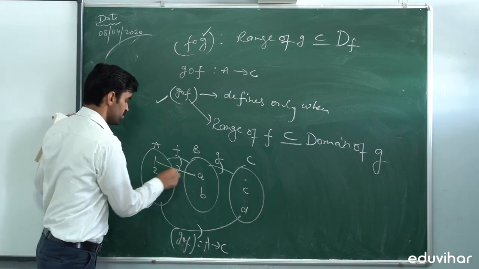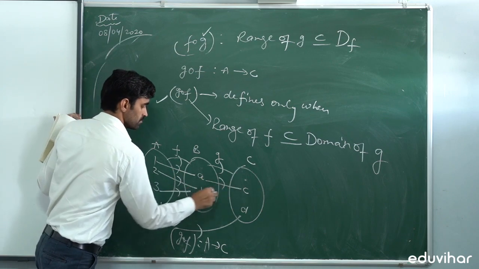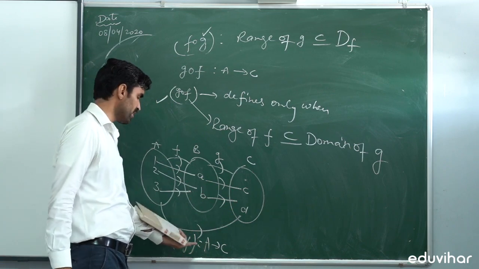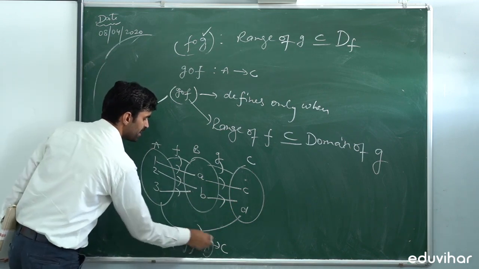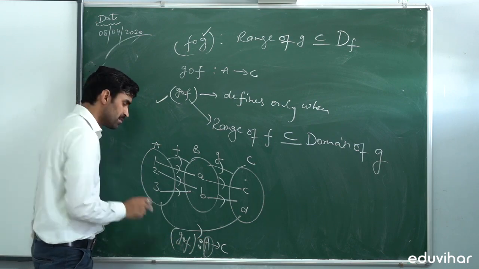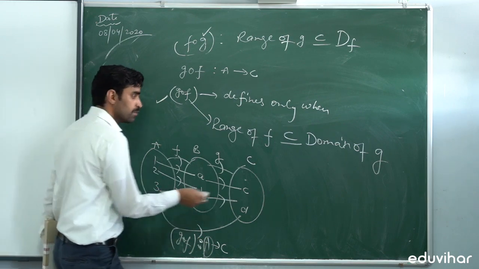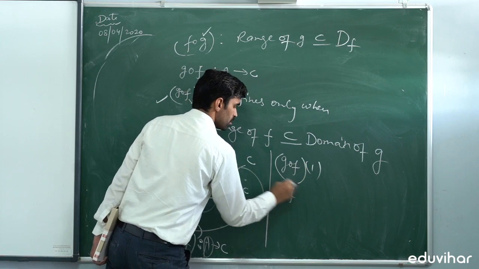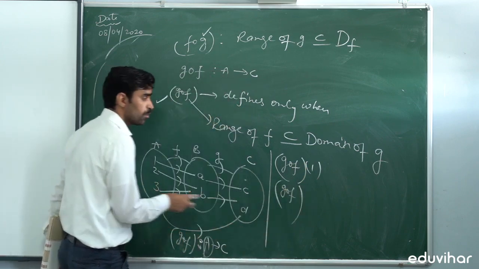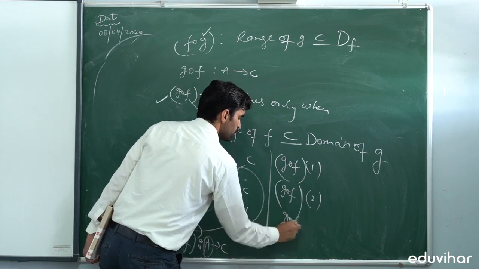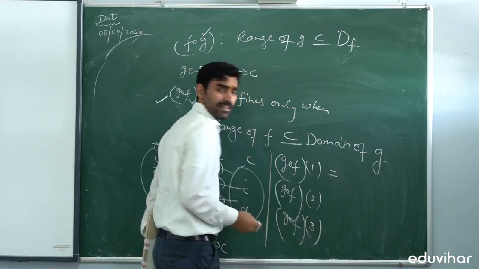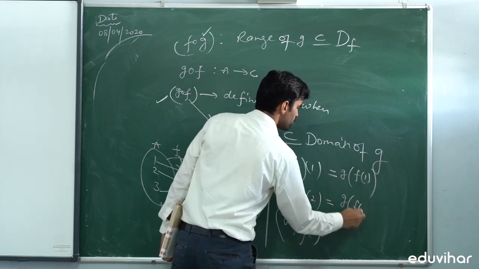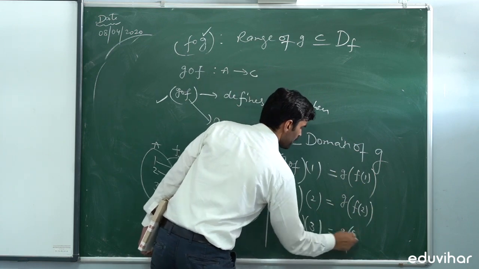Let's make some examples here. If I have to find gof that goes from A to C, then we will put the values from the domain part. So if we find gof of the domain, that is 1 to 3, we can find out gof of 1, or gof of 2, or gof of 3. In this way, we can say g of f1, g of f2, g of f3.